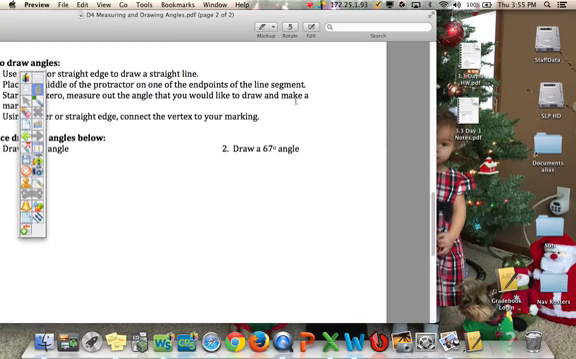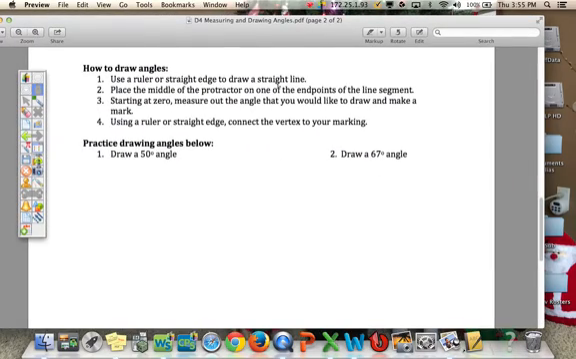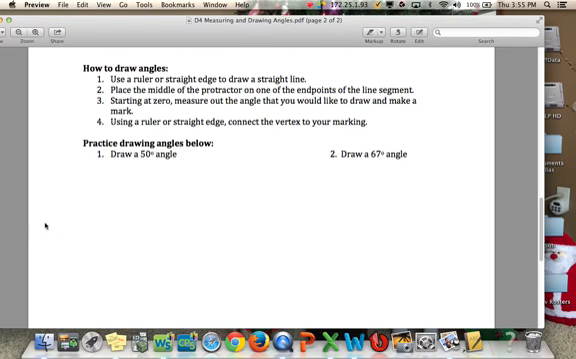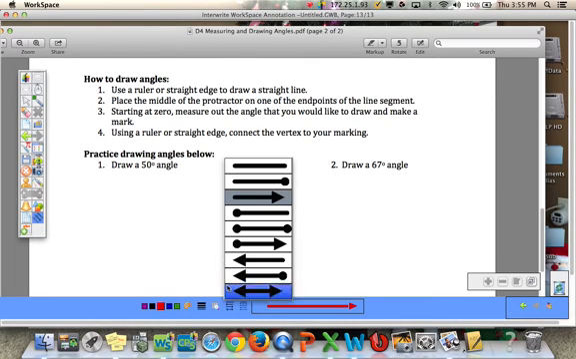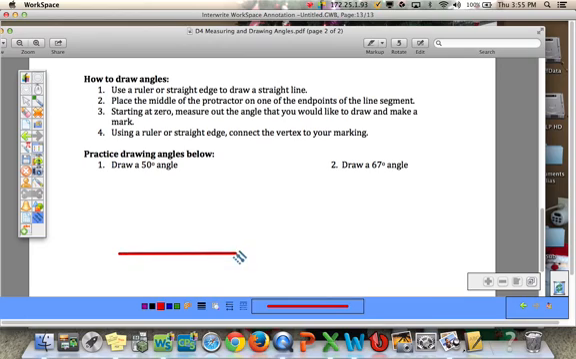But now, we're not going to only measure angles today, we're going to draw angles. So to draw angles, use a ruler straight edge to draw a straight line. Place the middle of the protractor in one of the endpoints. Starting at 0, measure out the angle, make a mark, and then connect. All right, so first step, draw a straight line. Okay, let's do that.